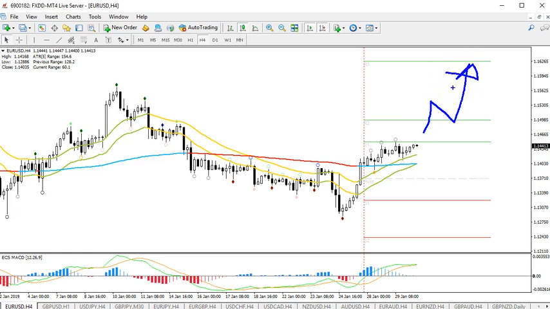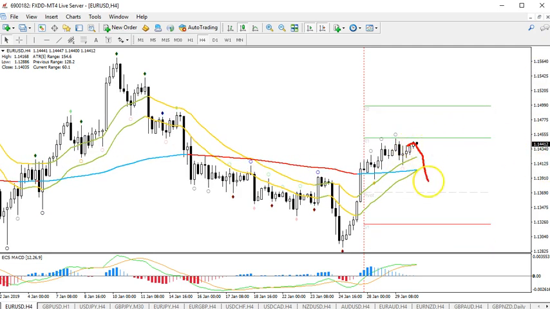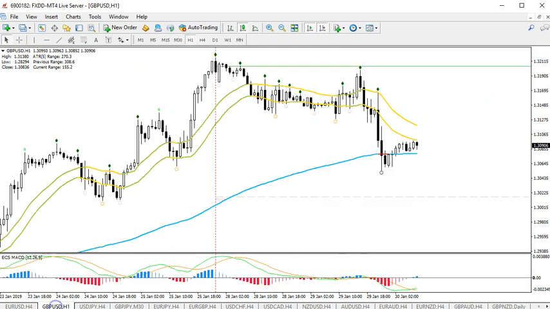All right, so let's see if we get such big momentum or not. For the moment, I think an ABC correction back to the downside is most likely, either now or after hitting R2. All right, regarding the pound, there was some Brexit news yesterday.